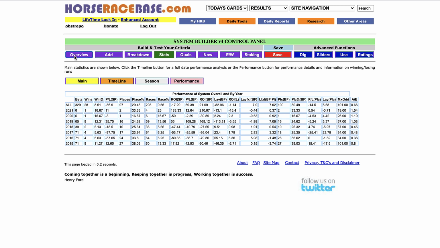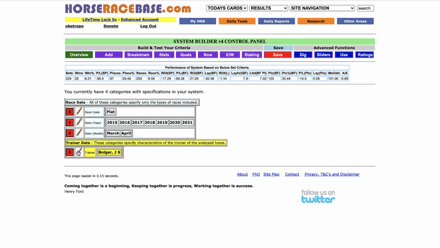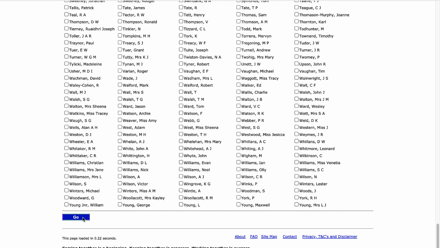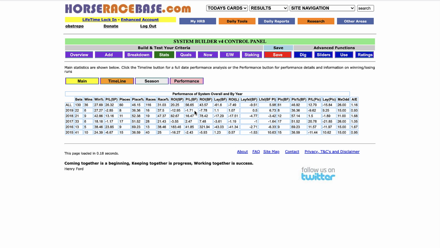So we've got Charlie Appleby. Small loss there in 2019. Profits in 18, 17 and 16. But what I do like is even though we had a loss in 2019, there's a high strike rate and there were 6 winners. So that gives us something to work on with our analysis. So I'm going to actually include Charlie Appleby in there.